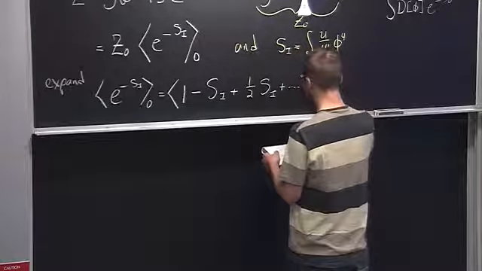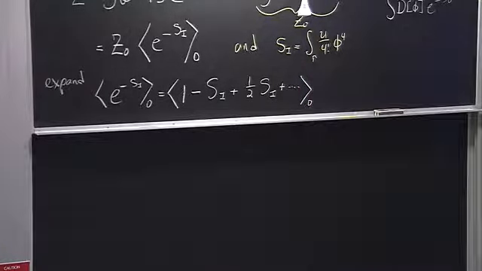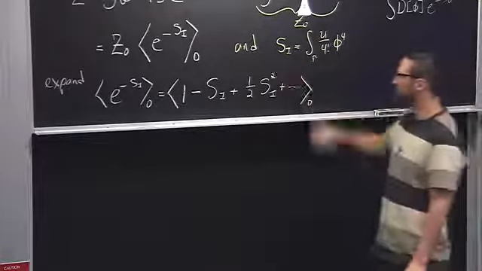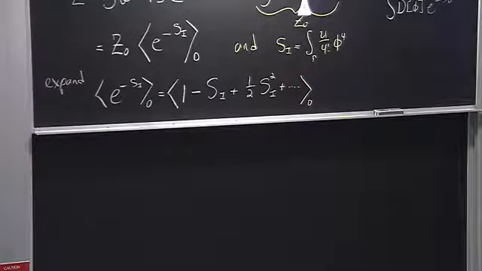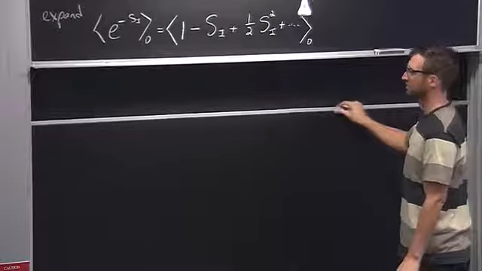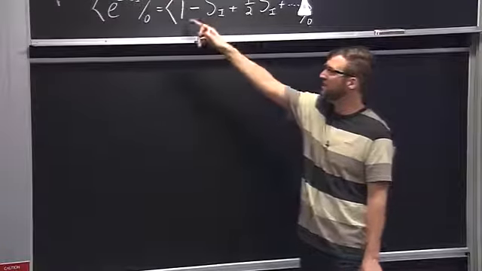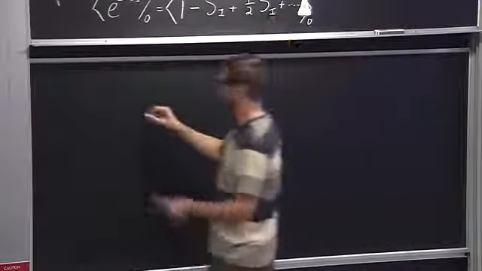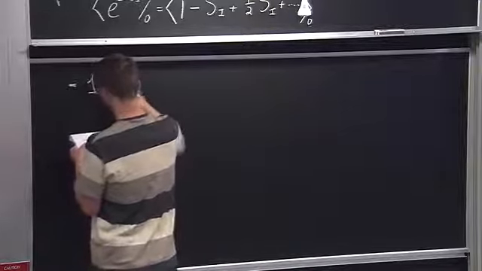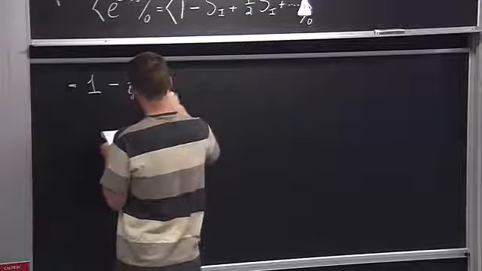Plus higher order terms. Oops, I probably need a square here. Right. So I can just write this thing as the expectation values over each one of these pieces separately. Scalars come out front.